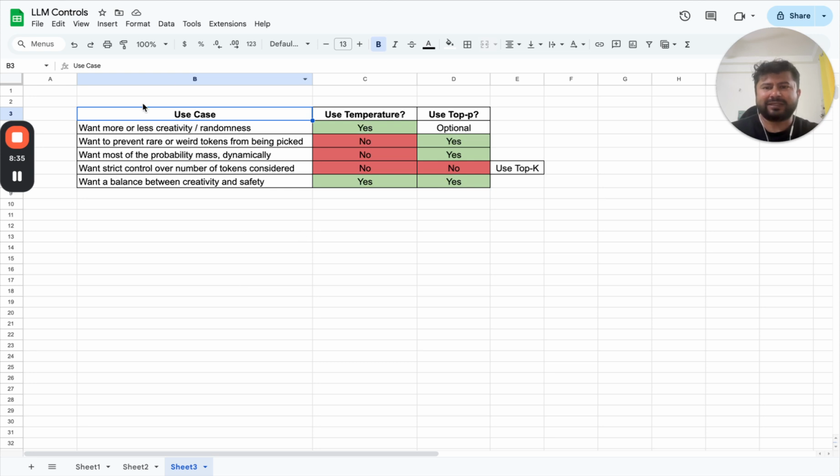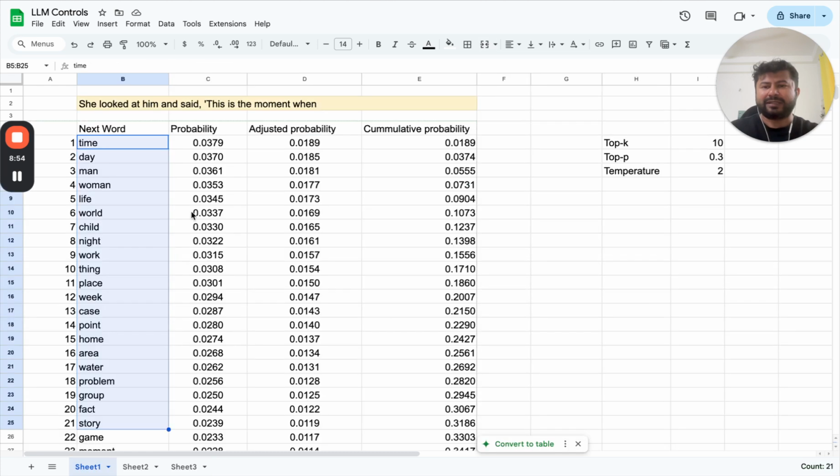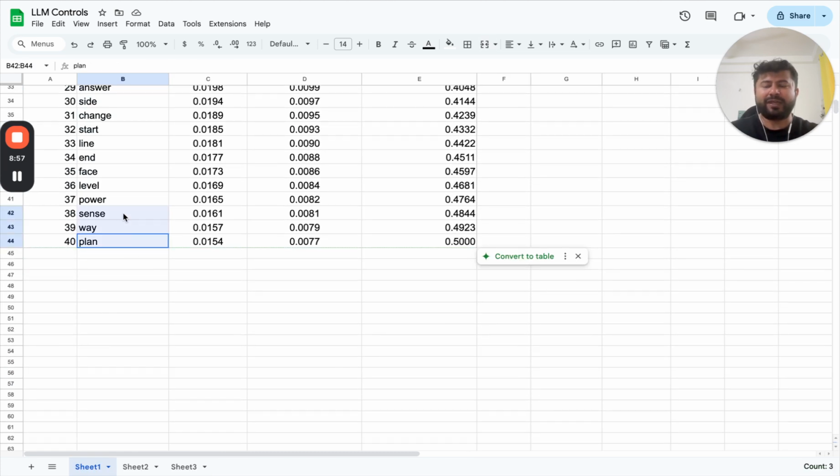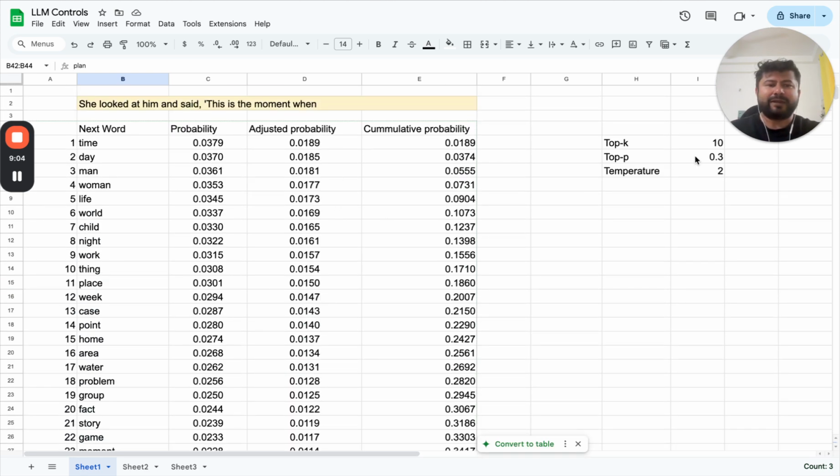This is a simple guide on when to use what control lever. When you want more creativity, use temperature, as we just saw. If you want to prevent random tokens, for example, let's say we know there is no way that these 3 words should ever be picked, how do we control that? The way to control that is by ensuring that the top P value is very low. That will remove all the outliers.